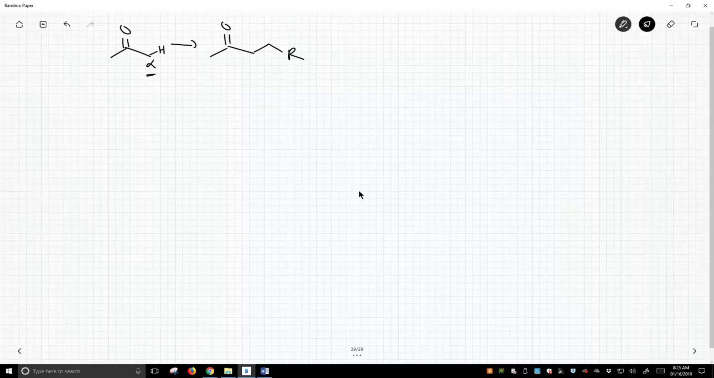And as it turns out, the products of an earlier reaction, the Claisen condensation, allow us to do this. So this is a beta-keto ester. This beta-keto ester is made by the Claisen condensation.